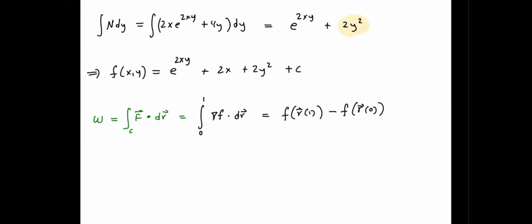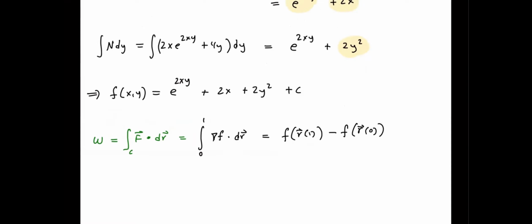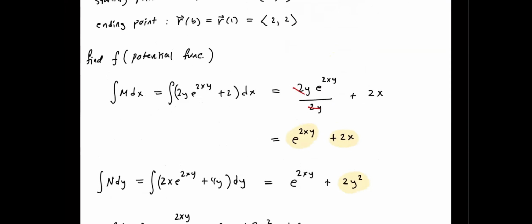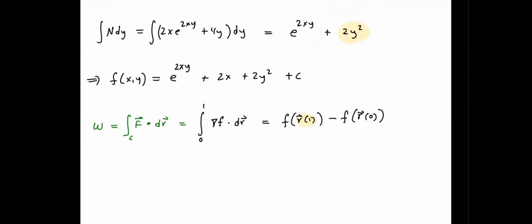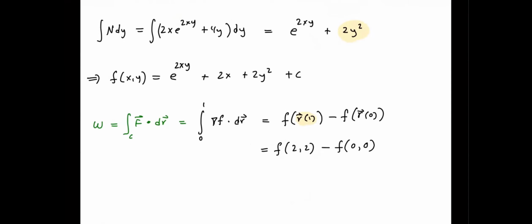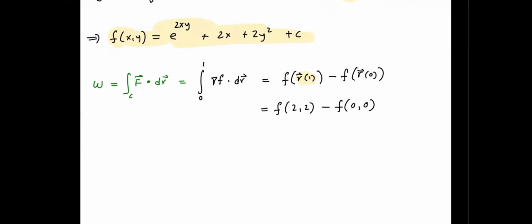Now we plug in. At r of 1, we found this to be right here, 2, 2, and r of 0 is right here, 0, 0. So we evaluate. This is going to be f of 2, 2 minus f of 0, 0, evaluated at the function right here. So we're going to get our work along that path.